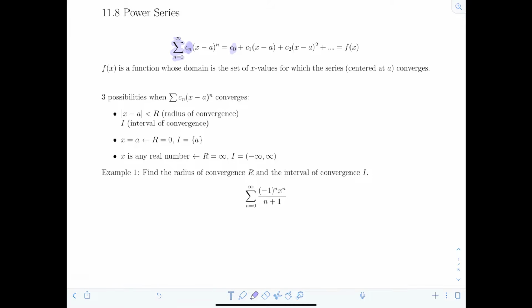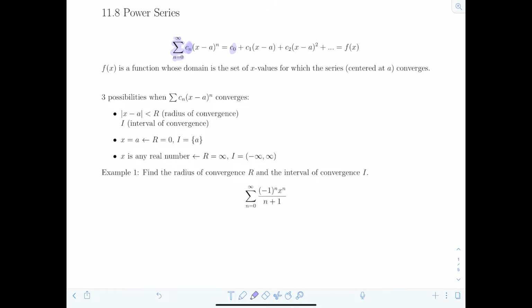Now, this is equal to a function, f of x, whose domain would be the set of x values for which the series, and we say that this series is centered at a, converges. So it's only a function provided you're plugging in values for x that allow the infinite series to converge. All right, now there's three possibilities.